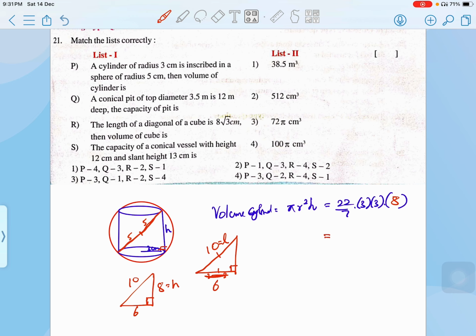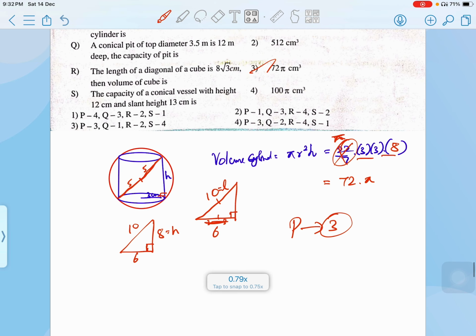So when you use height equals 8, what you will get is 22 by 7 into 3 into 3 into 8. If you multiply this, 9 8s are 72. With 22 by 7, if I use pi itself, you can get option 3. So for the first question, P goes to option 3. Okay, so we'll go to the next one.